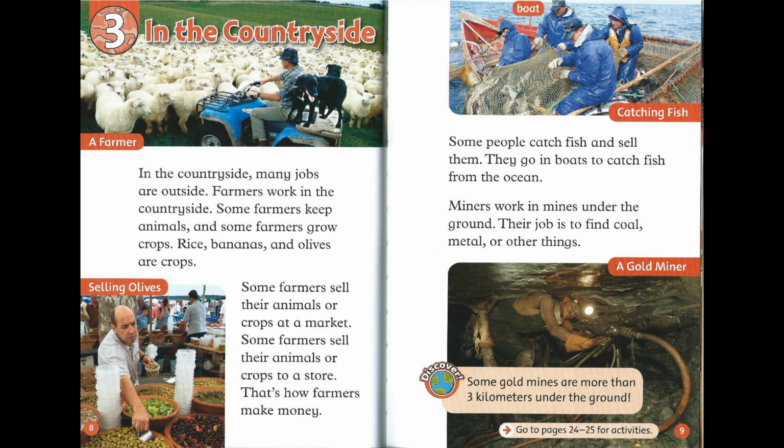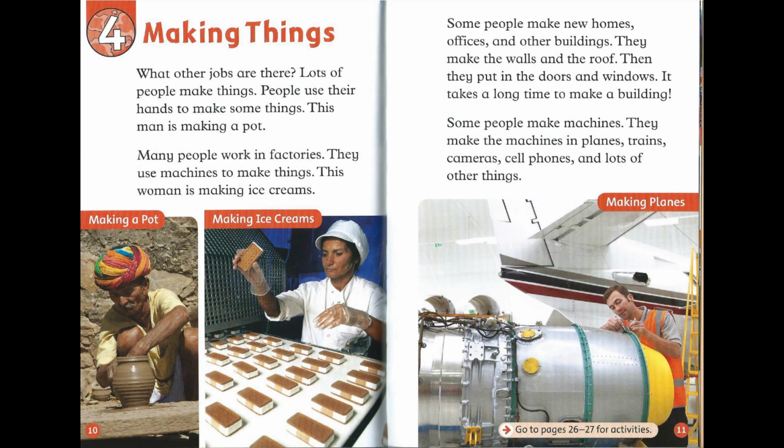Chapter 4. Making things. What other jobs are there? Lots of people make things. People use their hands to make some things. This man is making a pot.